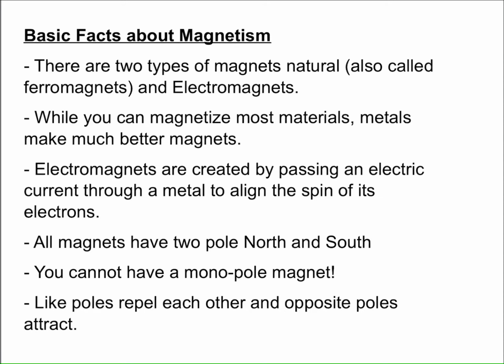Electromagnets are created by passing electric current through the metal. So basically what happens is when you pass the current through the metal, all the electrons in the current are going in the same direction, and they in turn get the spin of all the electrons in that metal going in the same direction, which is what creates magnetism. We're going to go into more detail with that as we get into other lectures.